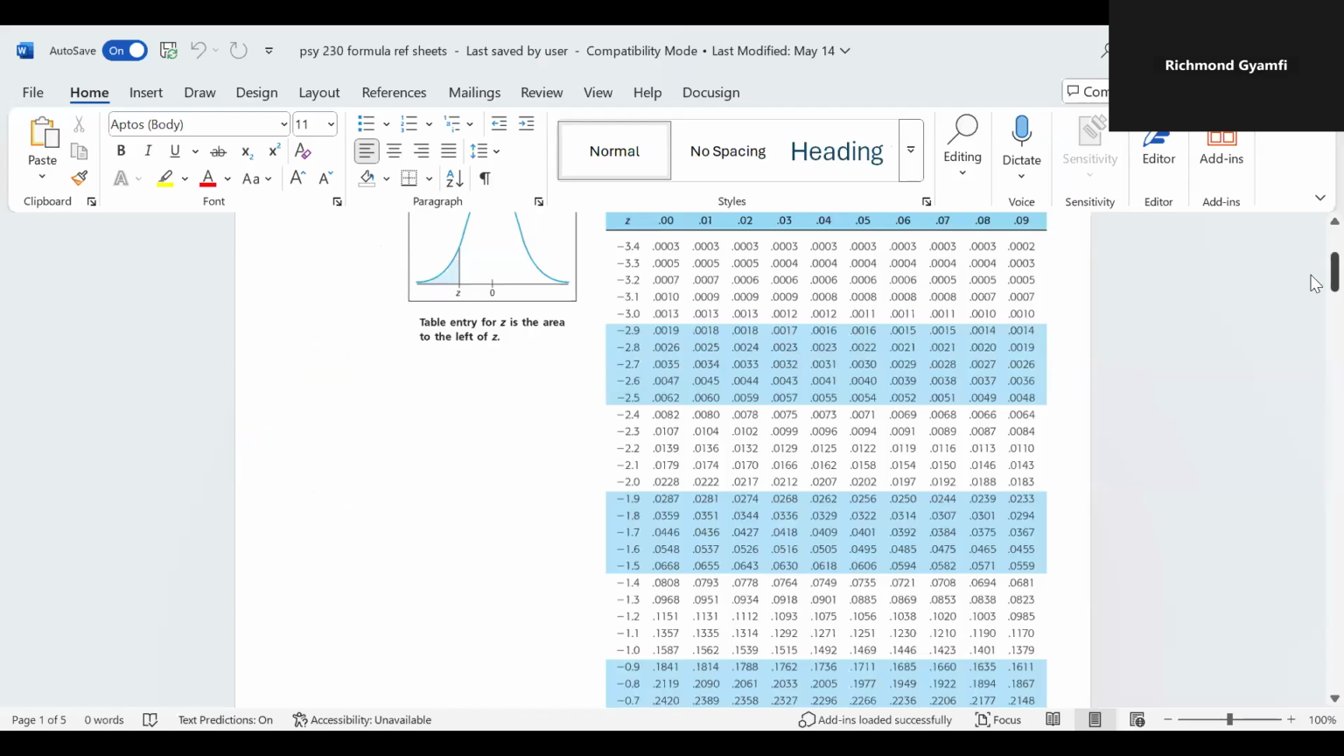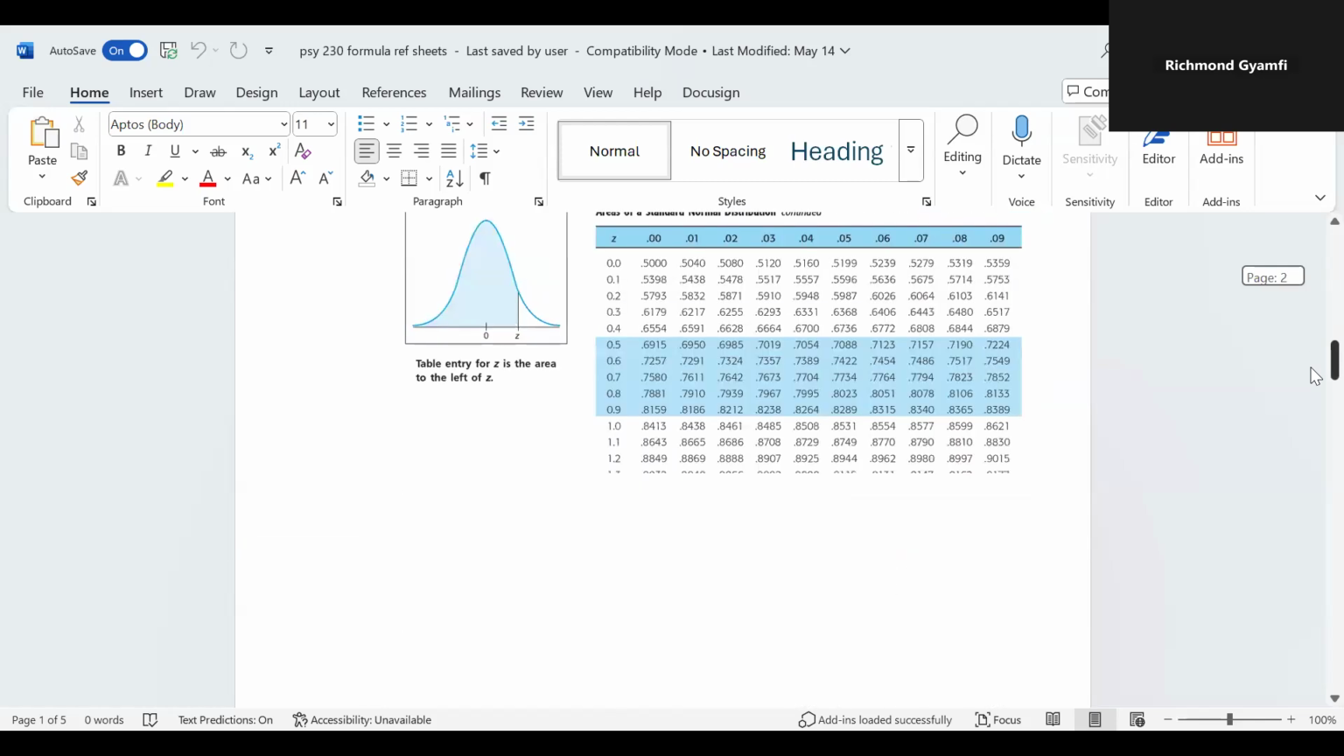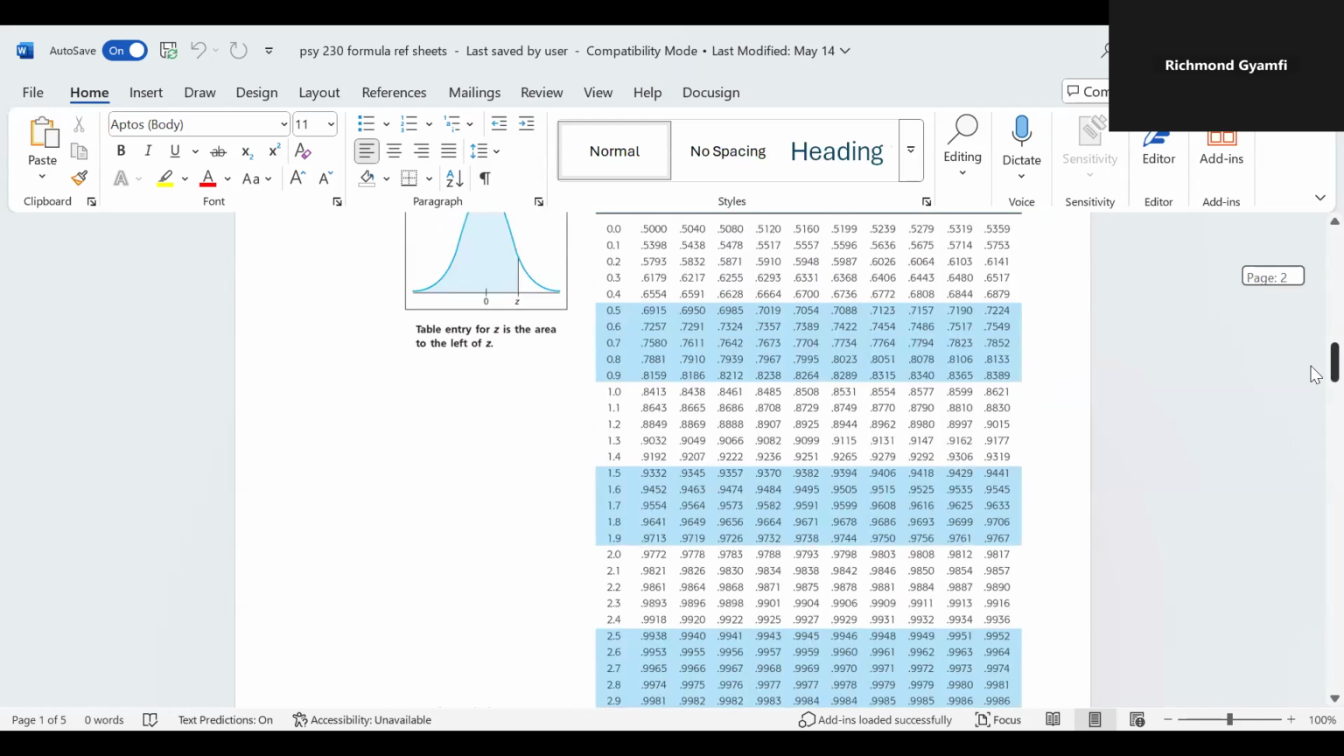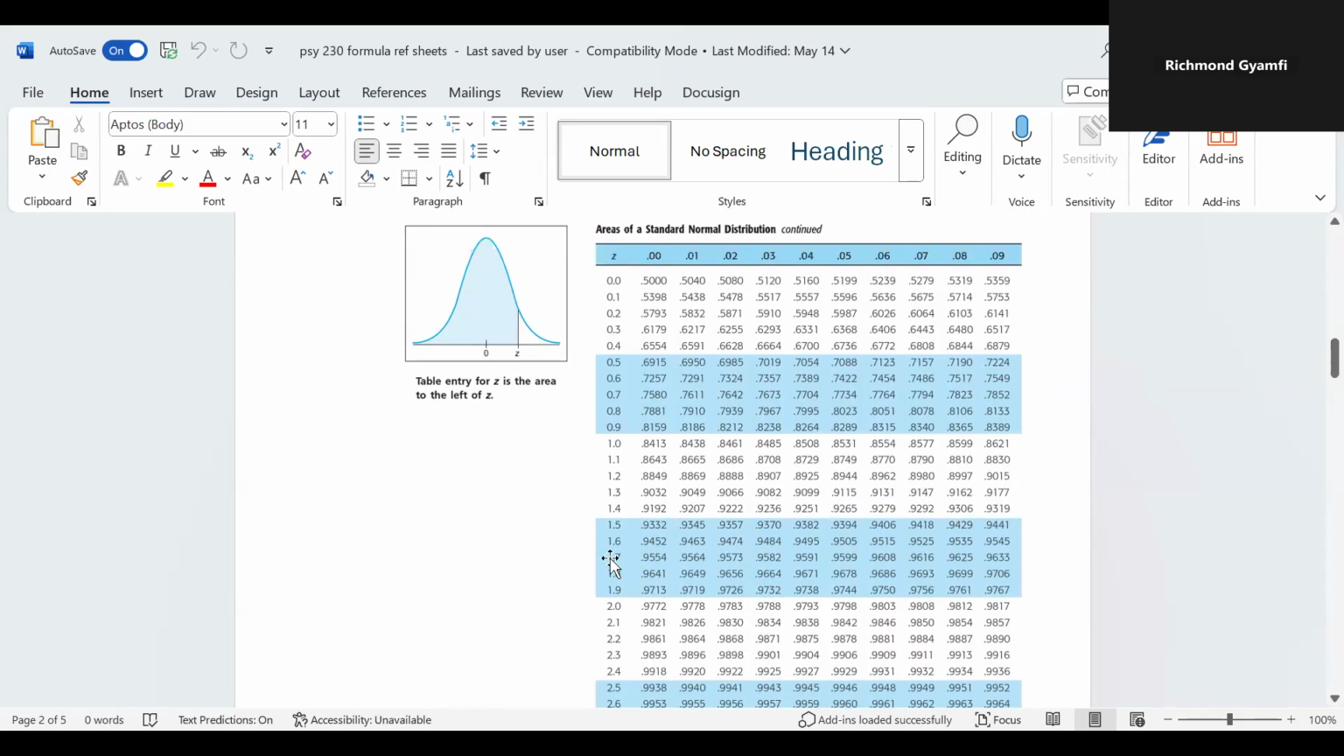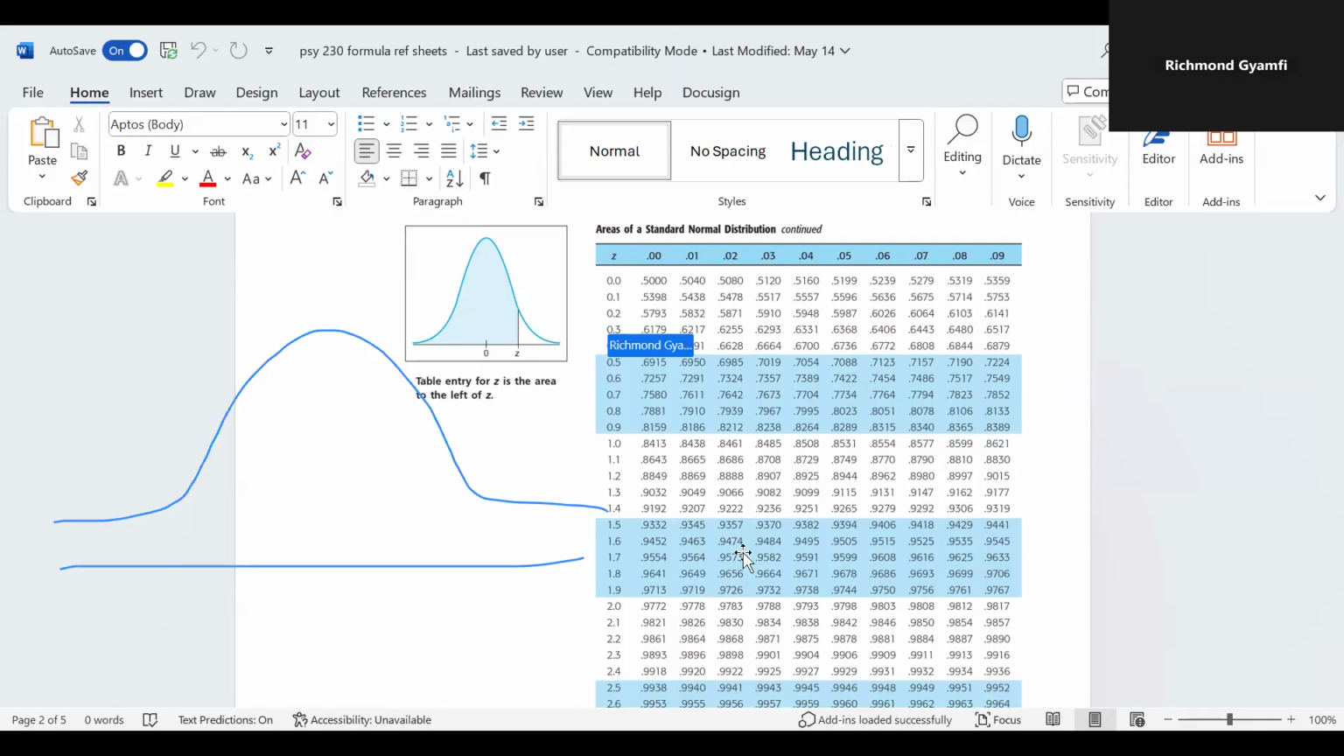So 1.71 is positive, so I'm going to go to the positive side. 1.71, where are you? So 1.7 is right here, and then 1 is 0.9564. Remember, this is to the left, but we need the area to the right.